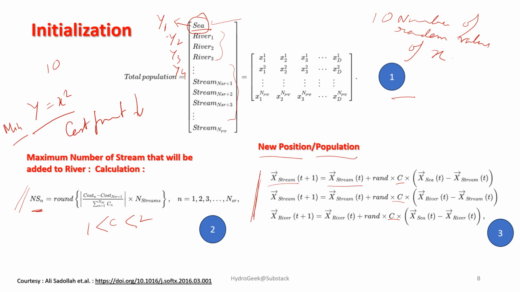So how is the equation? The x stream value at iteration t, that means the current iteration, plus a random function. This is a very popular thing. Random function means any value between 0 and 1, not equal to 0 and not equal to 1, which is randomly generated. Multiplied by c, I have said what c is. C is a constant and varies between 1 to 2. So often users take this c as 2. And then the values of x for which y is most optimal, the C, you deduct the stream values from C to get the new values of stream.